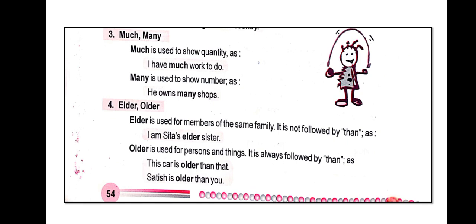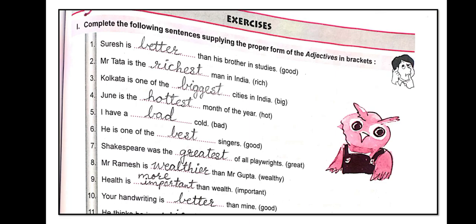Now we will discuss exercises. So please see on the next page. We are having here exercise 1. Complete the following sentences supplying the proper form of the adjectives in the bracket. Here we have bracket words. We have to form them in a proper way.